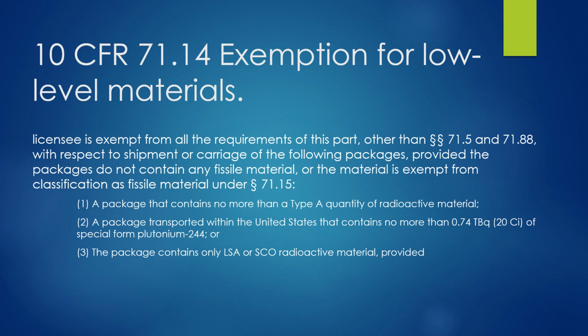Licensee is exempt from all requirements of that part with respect to shipment or carriage of the following packages: a package that contains no more than a type A quantity of radioactive material, a package transported within the United States that contains no more than 20 curies of special form plutonium-244, it's oddly specific, or a package that contains an LSA or SCO radioactive material. Just to refresh you, LSA is low specific activity and SCO is surface contaminated object. So if it contains only surface contaminated or low specific activity material, it's exempt from that.